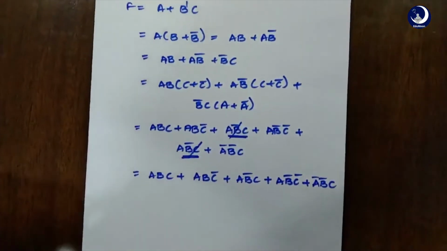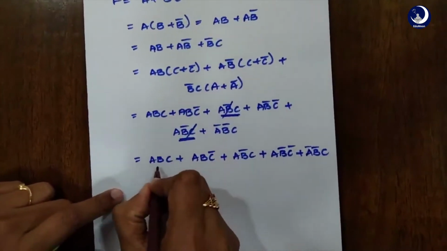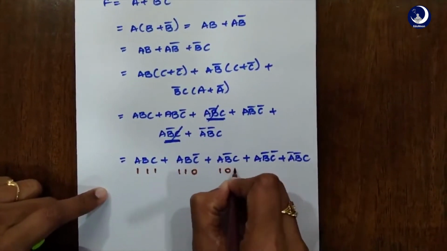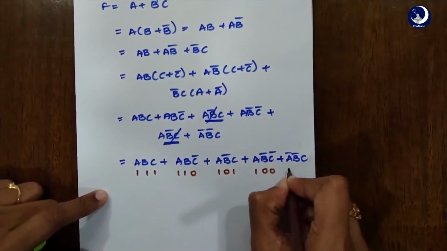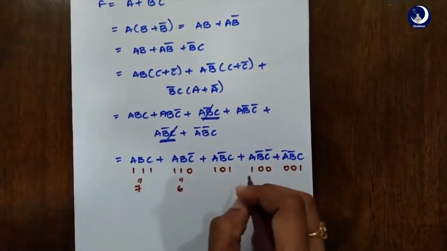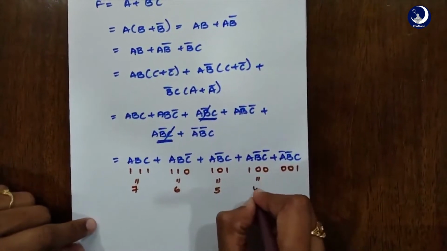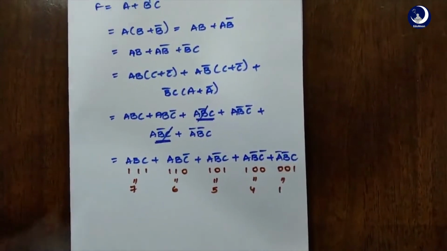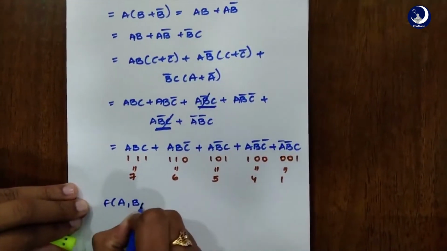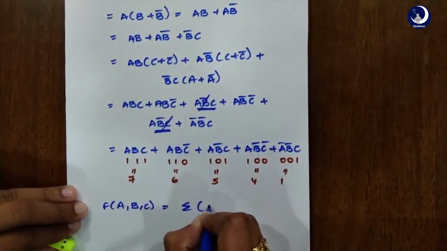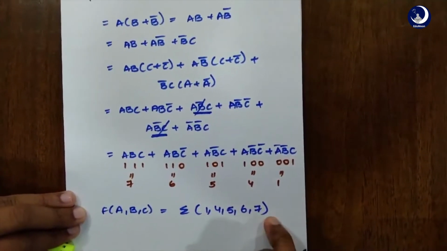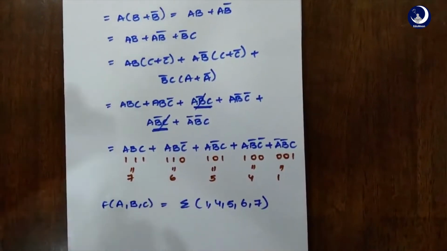Now, in case of SOP, we take all these terms to be 1. The complements are taken as 0. 0, 1, 0, 1, 1, 0, 0, 0, 0 and a 1. This is equal to 7, this is equal to 6, this is equal to 5, this is equal to 4 and this is equal to 1. So finally we can write the given function of ABC as the sum of the terms 1, 4, 5, 6 and 7. I'm just writing it in ascending order so it will be easier for you to understand. So now we are done with this problem.